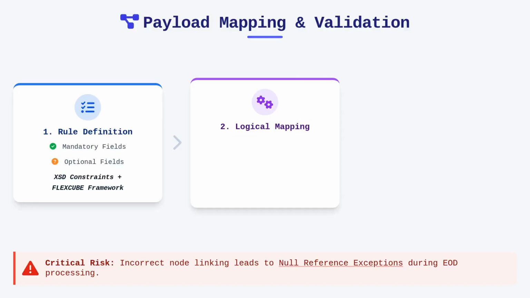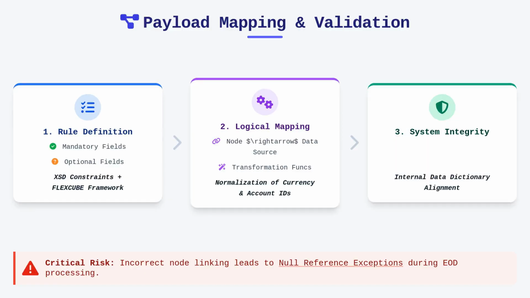Furthermore, when dealing with complex data types, such as currency or account identifiers, the mapping configuration must include transformation functions that normalize data into a format that the banking system recognizes. These transformations are often managed via the interface configuration screens, where each node is mapped logically to the internal data dictionary. This ensures that even if external systems use varying data formats, the internal transaction logs remain pristine and auditable.